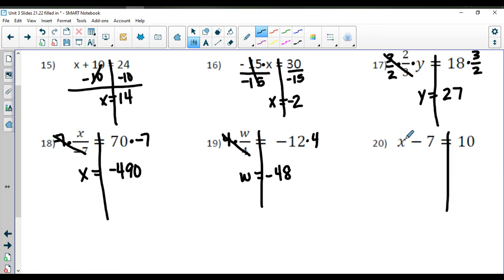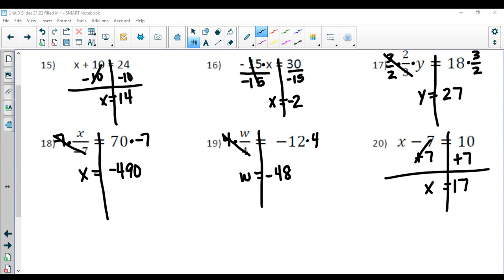And in the last example here, my x is right here. I have a minus 7, so I'm going to do a plus 7 to both sides, and that'll give me x equals 17. And that's the end of it for your 3.1 lesson practice packet.